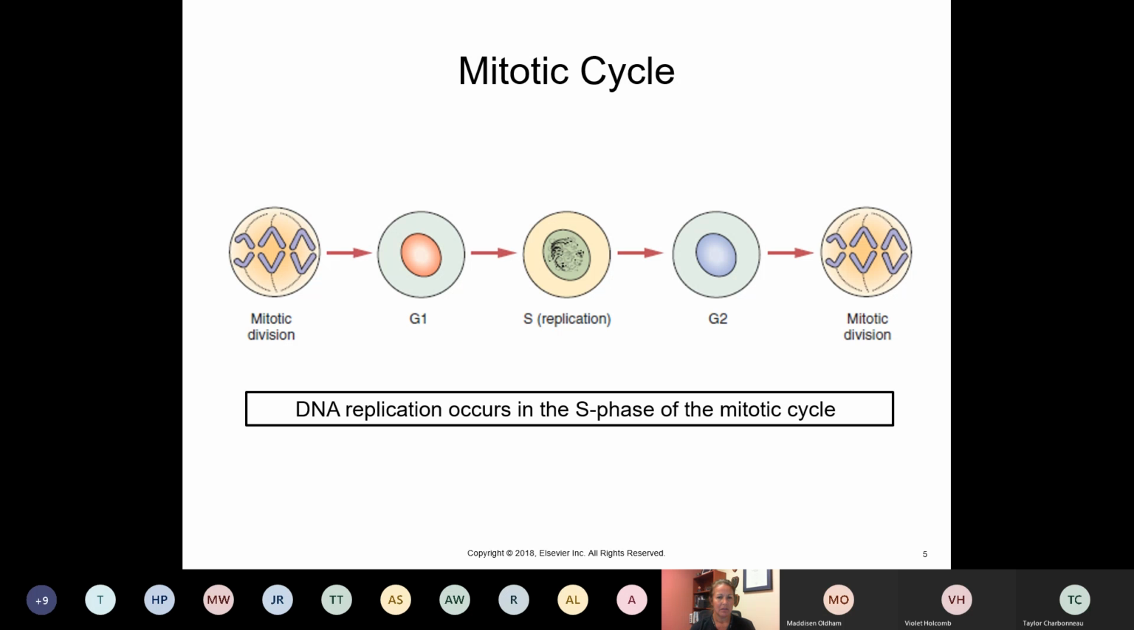This whole phase, G1, S, and G2, is interphase, which was always referred to as the resting phase or the resting cycle. But that is what's occurring during interphase, and then we start mitotic division again with prophase, metaphase, anaphase, telophase, and then it goes through interphase again, which makes up this G1, S, G2.